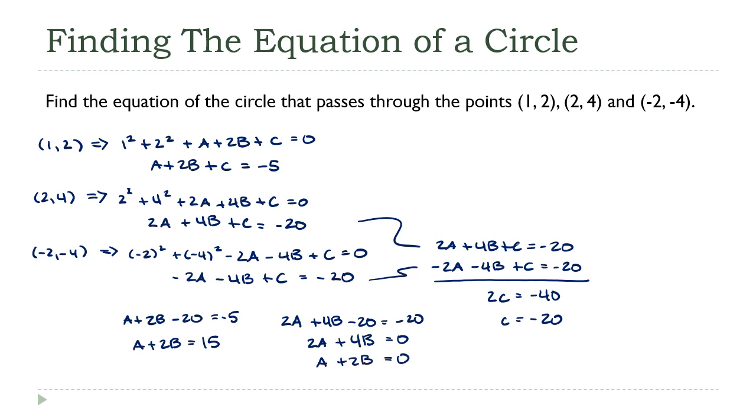And now we really do have a problem. Look at these two equations. A plus 2b equals 15 and a plus 2b equals 0. Well, it can't equal two different numbers, right? If we try to combine these together, do minus a minus 2b equals minus 15, and you get 0 equals minus 15. So there is no solution. What happened? Well, the answer is there is no circle that goes through those 3 points.